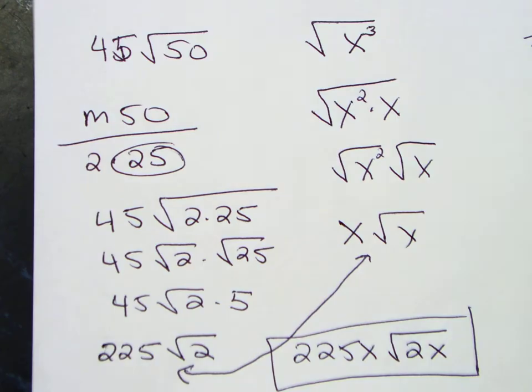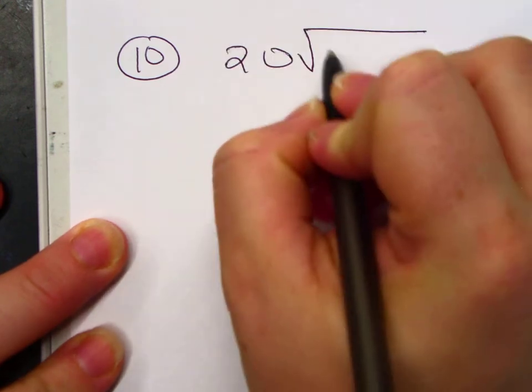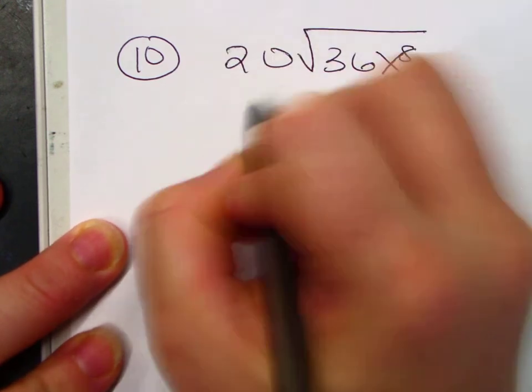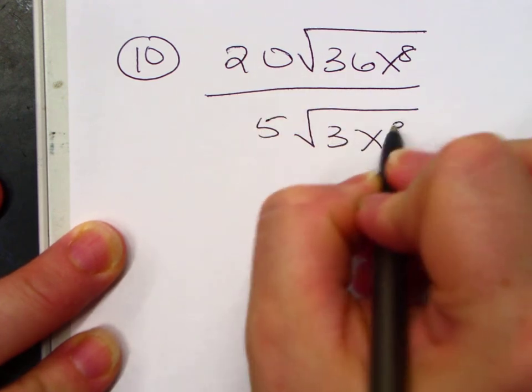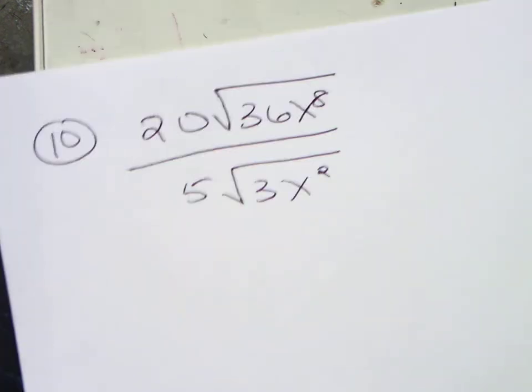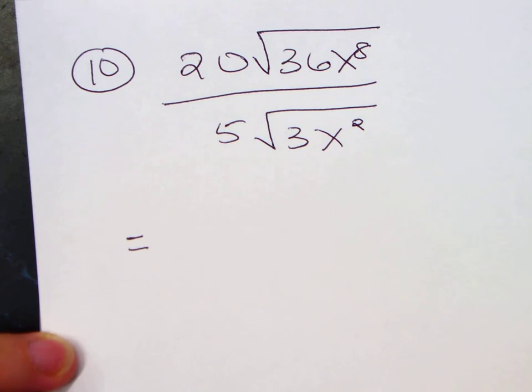Alright. I know this is a long lesson. Number 10. 20 radical 36x to the 8th over 5 radical 3x squared. Okay, you can't see it, but try this one on your own. Pause the video. Do it on your own.